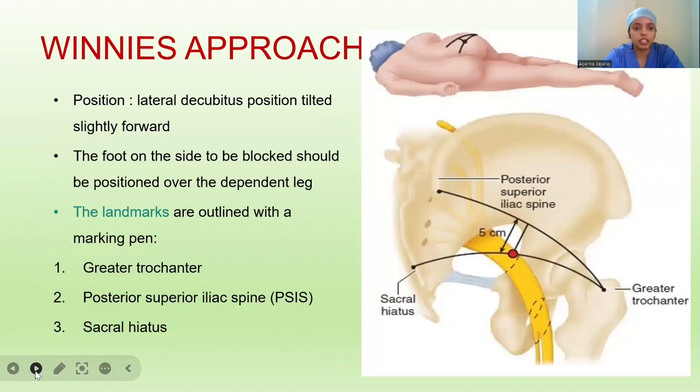Coming to Winnie's approach, as we said, the patient is kept in lateral decubitus position with the side to be blocked upwards. The foot on the side to be blocked should be positioned over the dependent leg. The landmarks that need to be marked are the greater trochanter, the posterior superior iliac spine, and the sacral hiatus. A line is drawn between the GT and the PSIS, and another line is drawn from the GT to the sacral hiatus. From the midpoint of the first line, a perpendicular line is drawn to meet the second line, which marks the point of insertion. This is usually roughly 5 centimeters long.